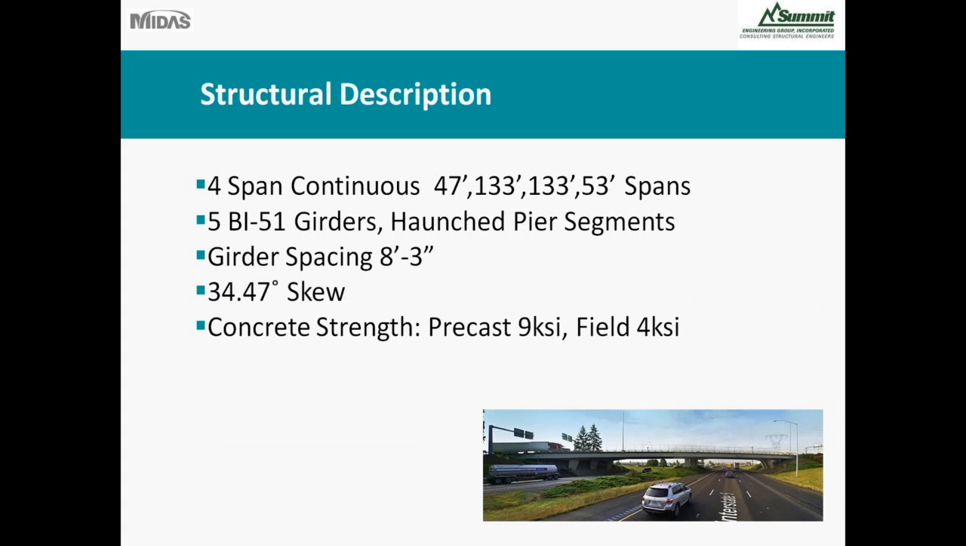The structure is a four-span continuous I-girder bridge using the BI-51, which is an Oregon section, and has a haunched pier segment. The spacing is 8 feet 3 inches, and it's about a 34.5 degree skew, with 9 KSI precast concrete and 4 KSI field concrete.